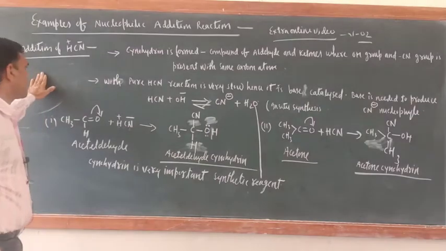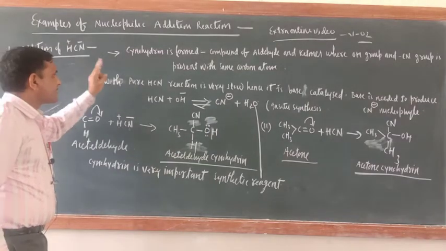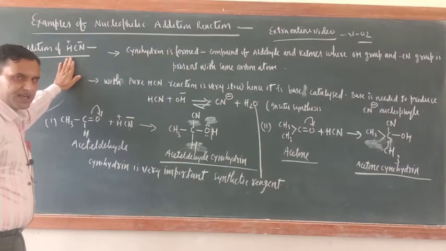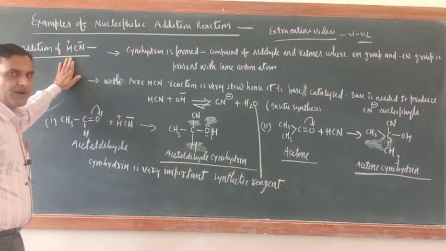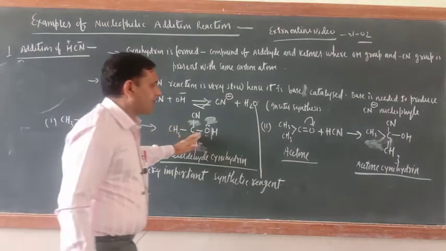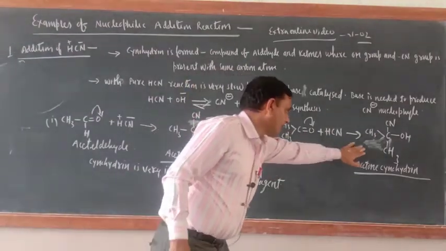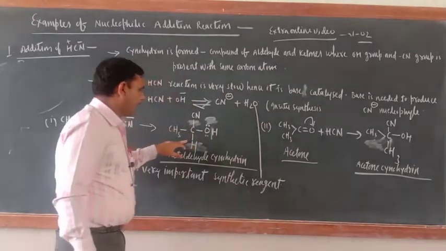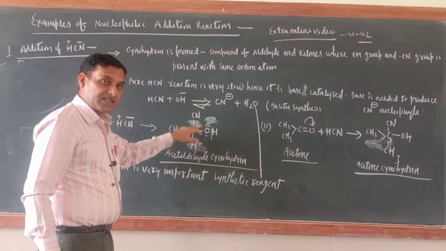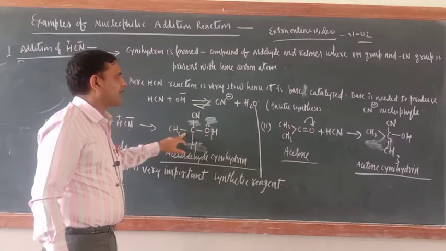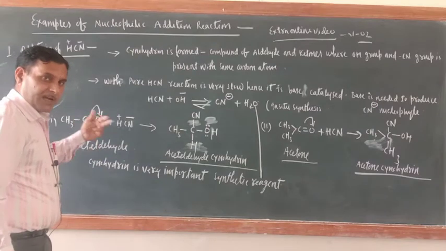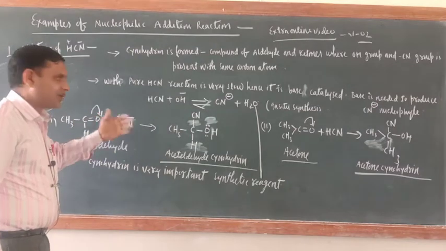So the first example is addition of HCN. Just see, when aldehydes and ketones react with HCN, they form cyanohydrin compounds. What are the cyanohydrin compounds? These are the cyanohydrin compounds, this one and this one. Cyanohydrin compounds are those compounds which contain OH and CN group on the same carbon atom. So just see how they are formed when HCN reacts with aldehydes and ketones.